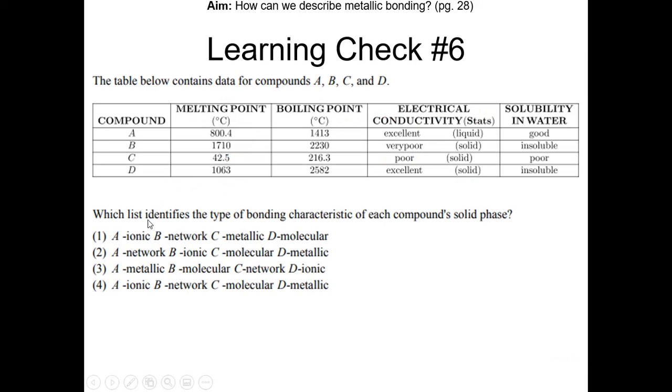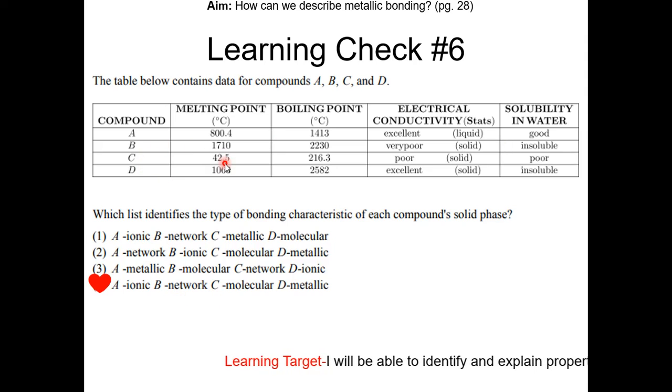Learning check number 6. We are given a table containing compounds A, B, C, and D and their properties. Which list identifies the type of bonding characteristic of each compound's solid phase? Pause the video and resume once you complete it. So the answer is choice 4. Compound A has high melting and boiling point. It conducts electricity as a liquid and is soluble in water. It has ionic bonds. Compound B has high melting and boiling point, does not really conduct electricity or dissolve in water. It is a network solid.